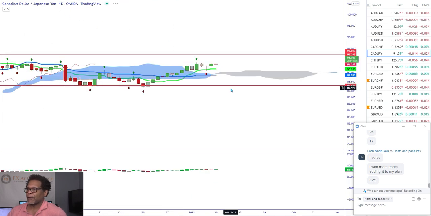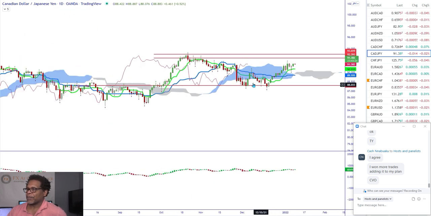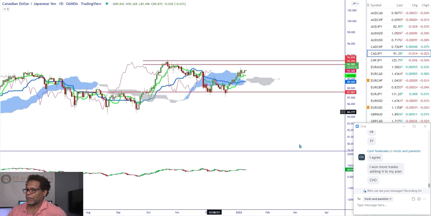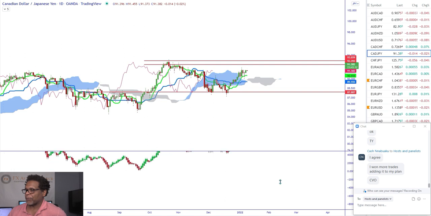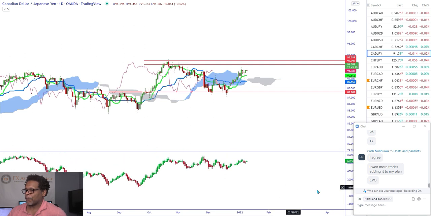Let's go to the daily. So on the daily, you could see a little bit flat. Everything's showing you we're flat. So those levels are good levels. I think the market pushes up to that level. All right.